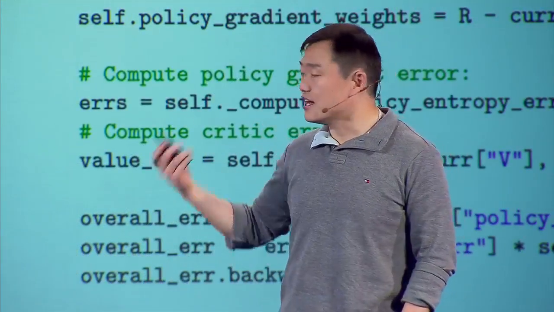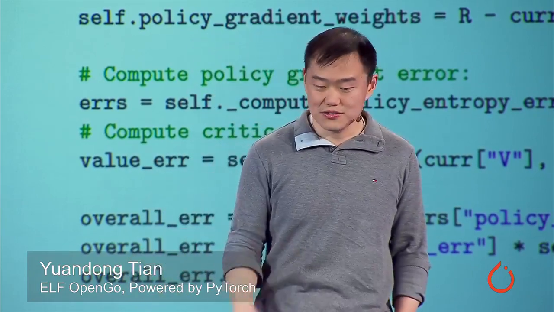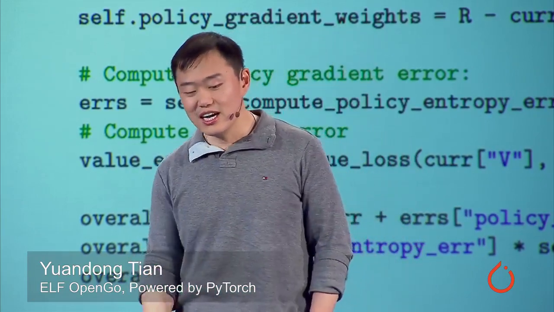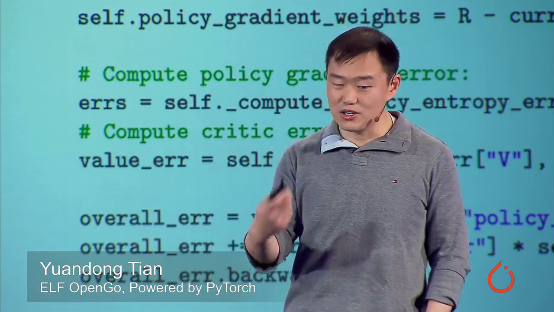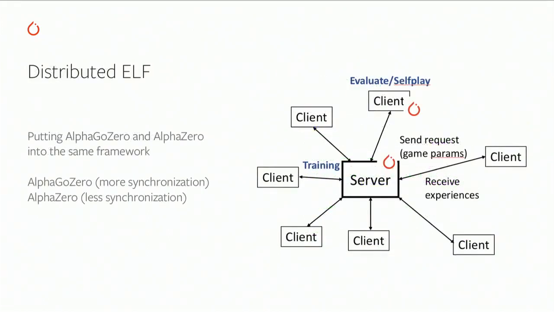We also have a reinforcement learning PyTorch platform written within ELF, and you can write A3C in 30 lines. And this is all powered by PyTorch. So if you want to use it, feel free to use it. And in order to get AlphaGo Zero working, we actually have an extended version of it called distributed ELF. You have one server, and you send requests to all the clients. And these clients are playing all the self-plays.